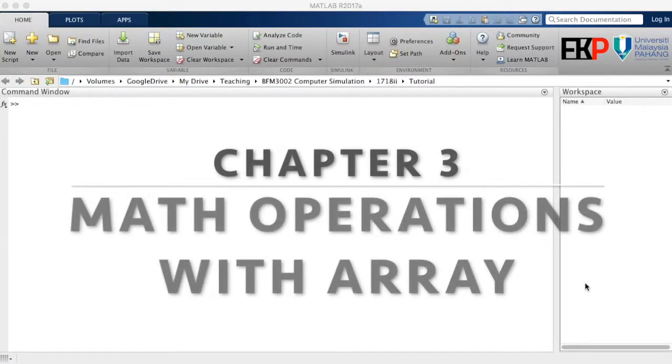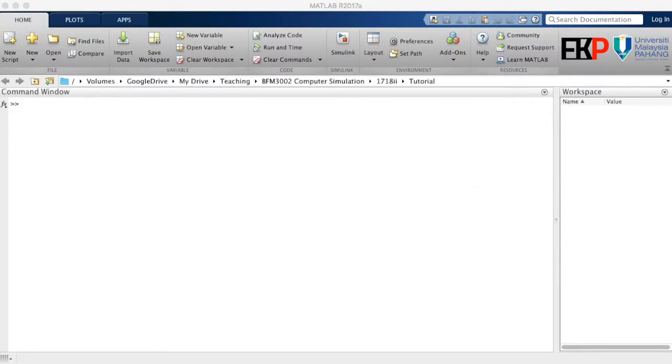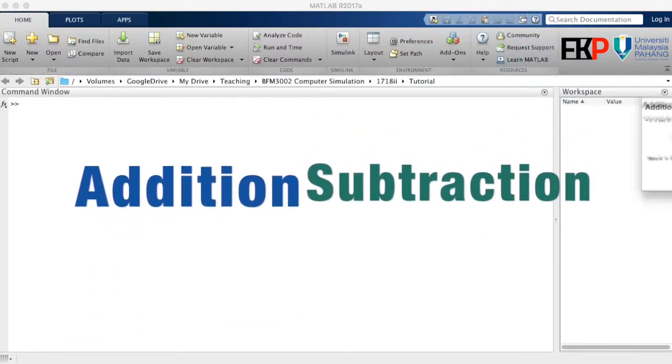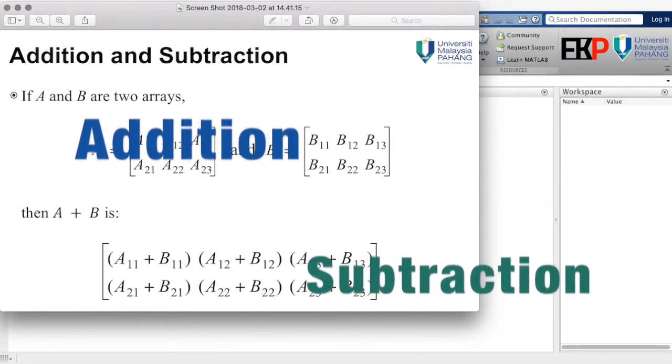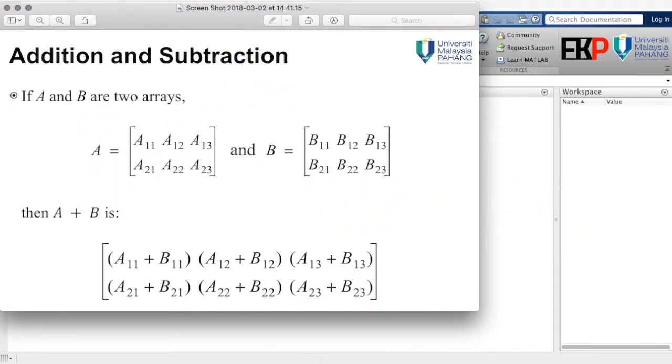In this lesson, we are going to discuss mathematical operations with arrays. So let's start with addition and subtraction. I hope you are familiar with addition and subtraction of matrices. Let's say we have two matrices A and B. If we do A plus B, this is what we get. Matrix A plus matrix B.